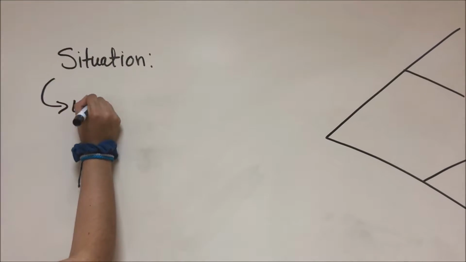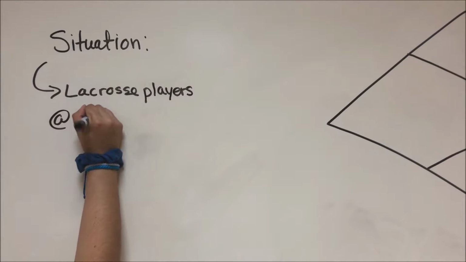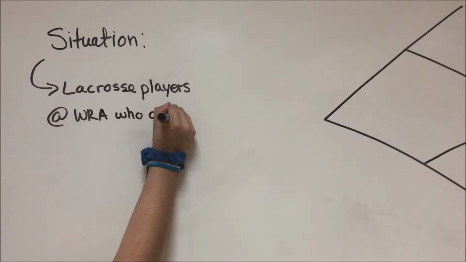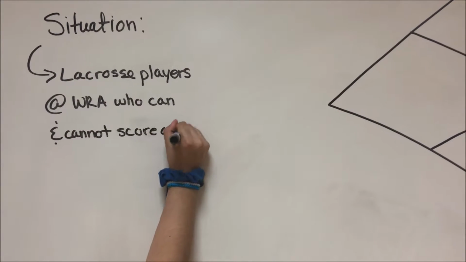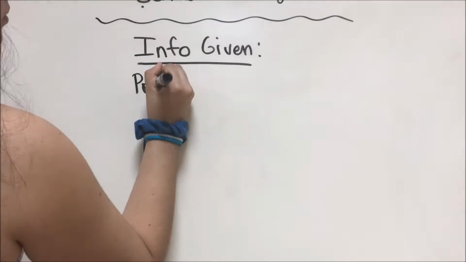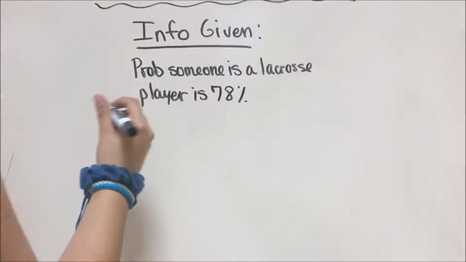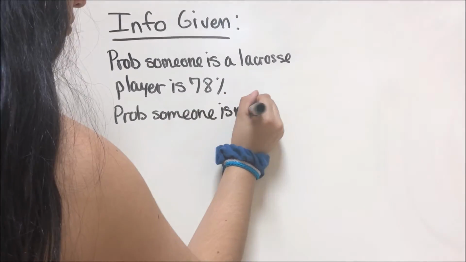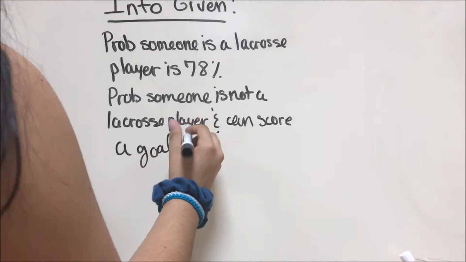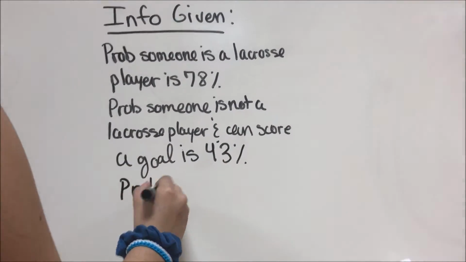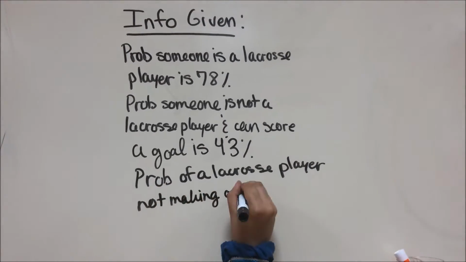The situation that we have been given here is there are experienced lacrosse players at WRA and there are non-experienced lacrosse players. And the probability that someone at WRA is an experienced lacrosse player is 78%. The probability that someone at WRA is not an experienced lacrosse player and can make a goal is 43%. The probability of a lacrosse player not making a goal is 15%.